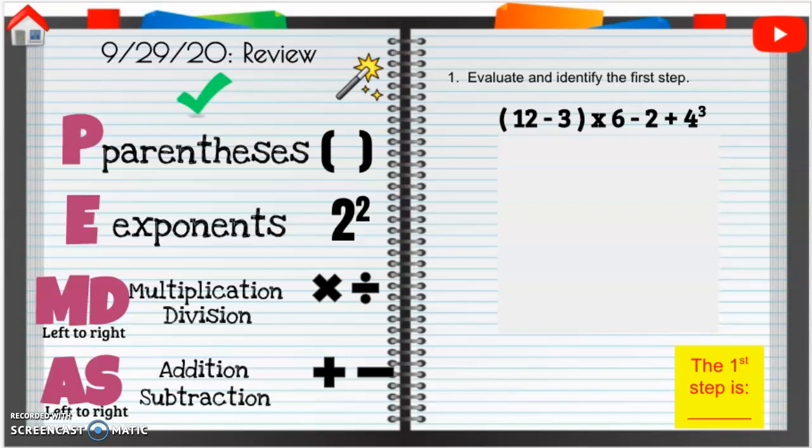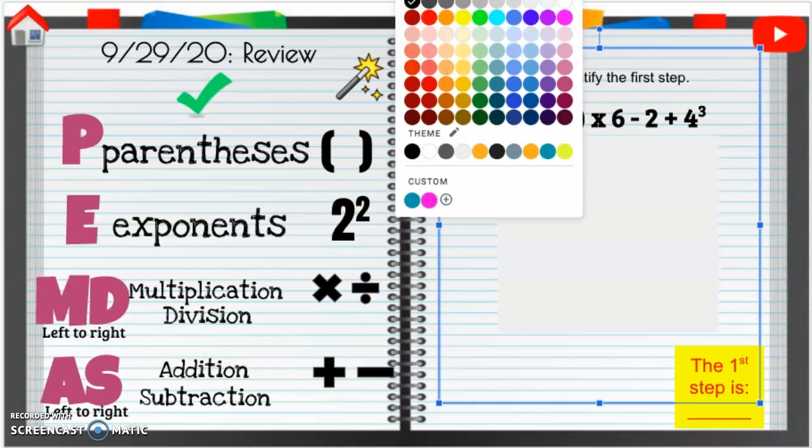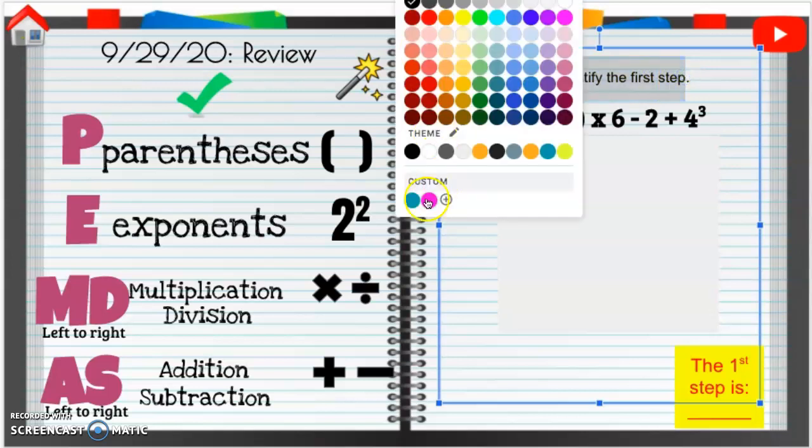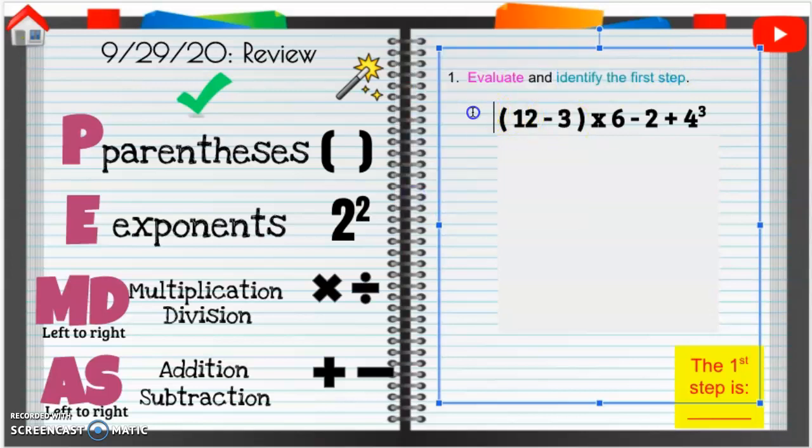September 29th, 2020 review. Number 1, evaluate and identify the first step. We've been doing this in class. Now, we have our Please Excuse My Dear Aunt Sally, or our order of operations, over here to the left. We have our magic wand, and we have our expression. First we're going to evaluate, which means we're going to solve it. Then we're also going to identify the first step. So let's evaluate it first.